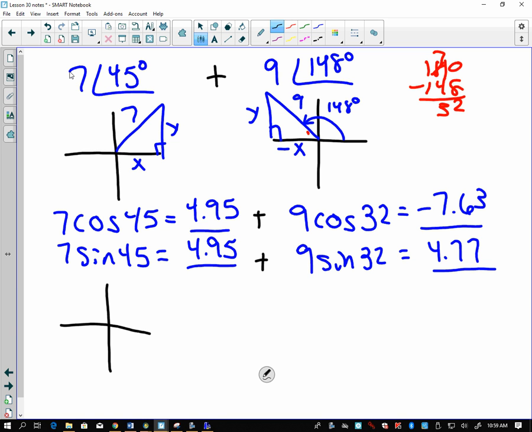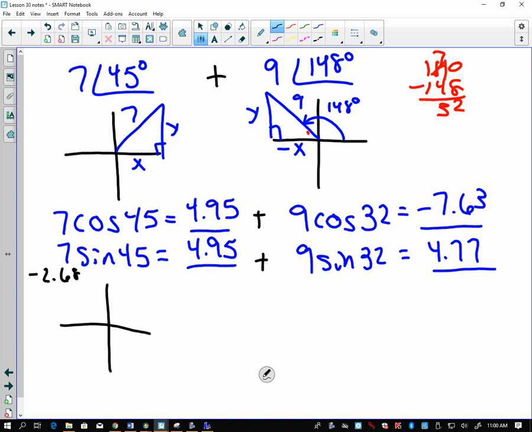No, I haven't added them yet. I want you to add them. What, 4.95 plus negative 7.63, or just 4.95 minus 7.63? Negative 2.68. It's 4.95 minus 7.63, or plus negative 7.63. So what did you say that was? Negative 2.68. So I'm going to go to the left.